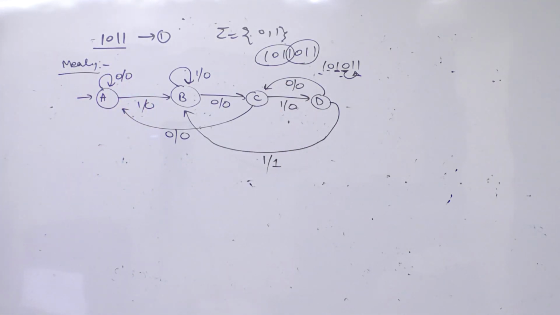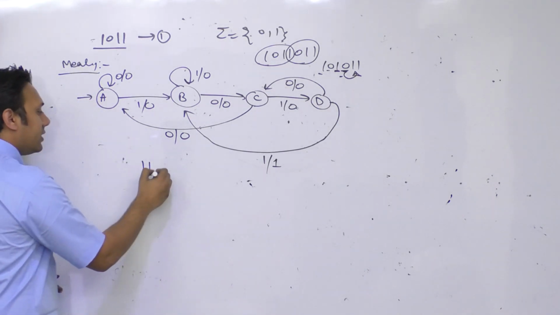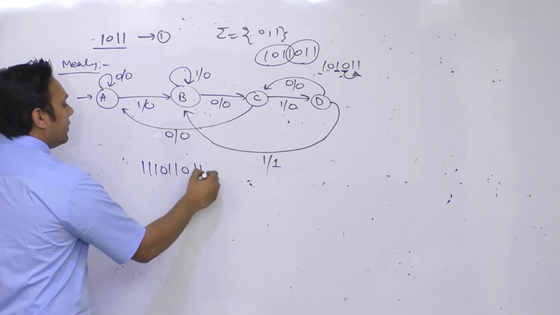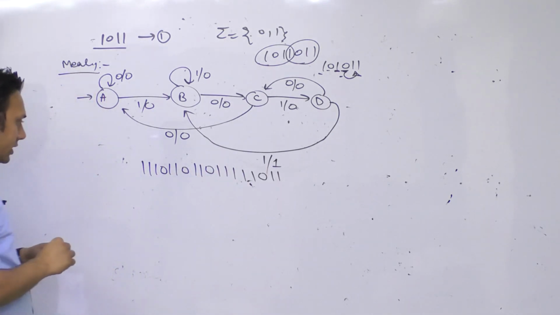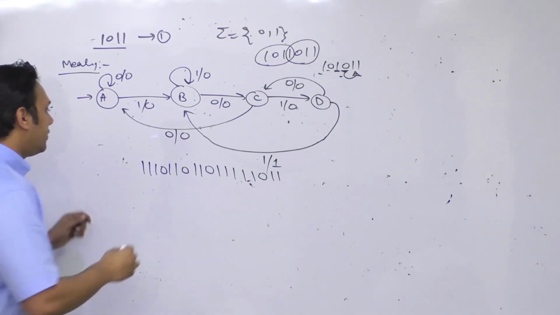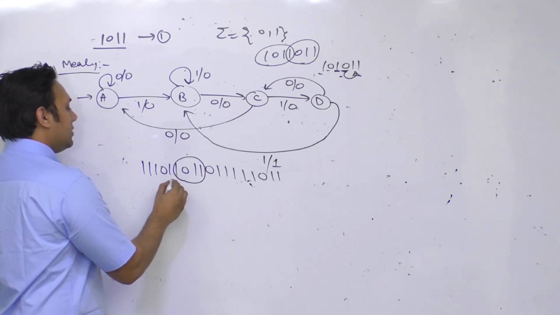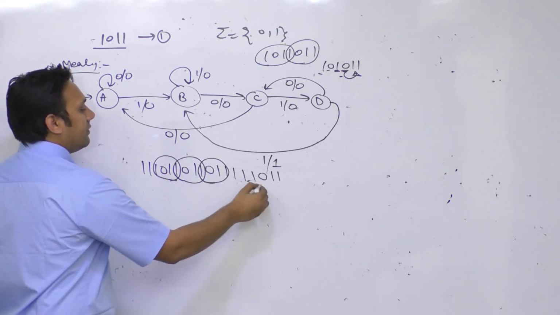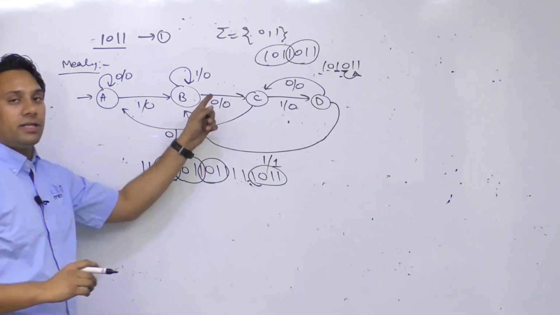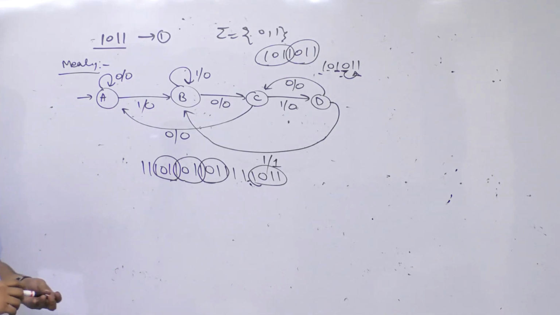Okay, so take any pattern and let us see if it is working or not. If I have the pattern 1 1 1 0 1 1 0 1 1 0 1 1 1 1 1 0 1 1, right? So how many times is 1 0 1 1 there? We have a 1 0 1 1 here, here, here, and here. So if you give this pattern to this machine, we should produce output 1 four times.